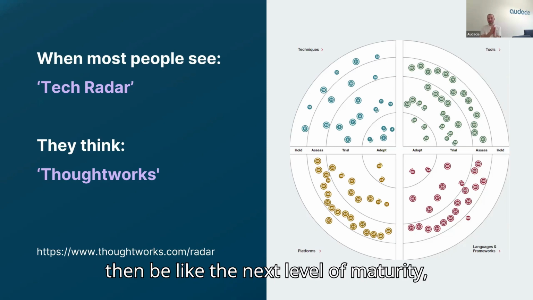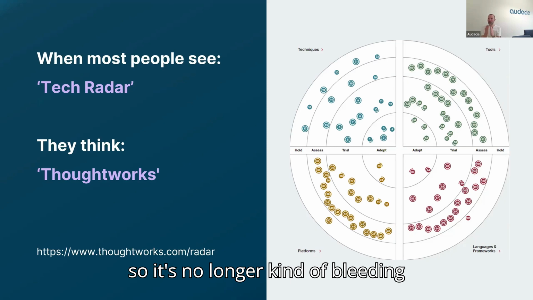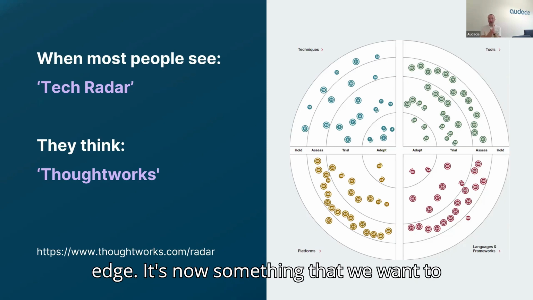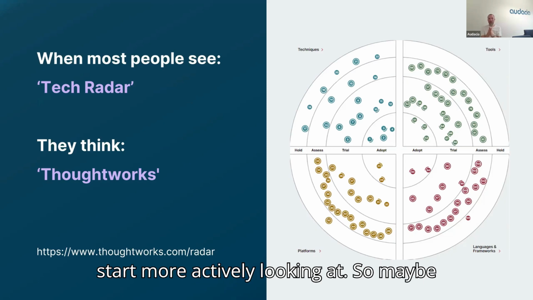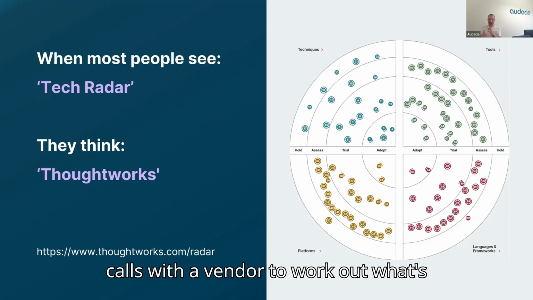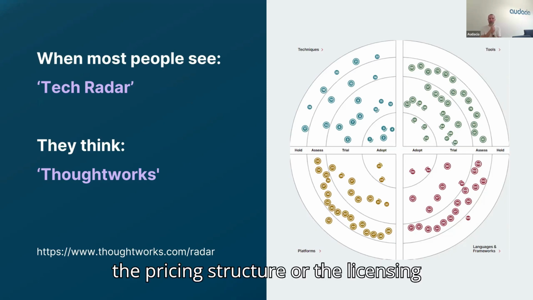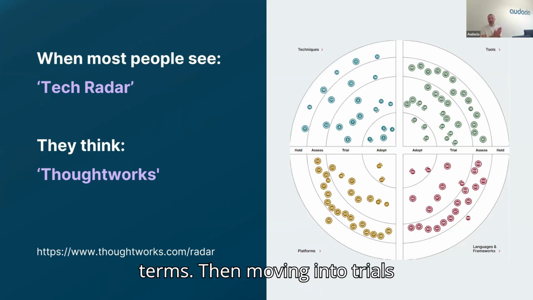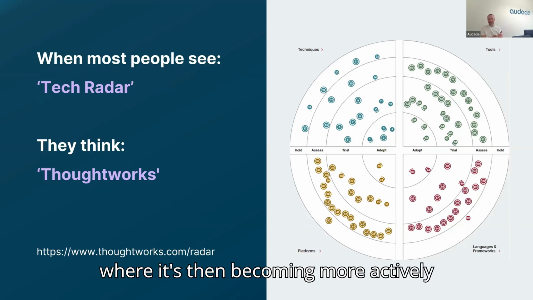Assess would then be the next level of maturity. So it's no longer bleeding edge. It's now something that we want to start more actively looking at. So maybe this is where you're running a really, really limited proof of concept. Maybe you're just having some initial calls with a vendor to work out, well, what's the pricing structure or the licensing terms.